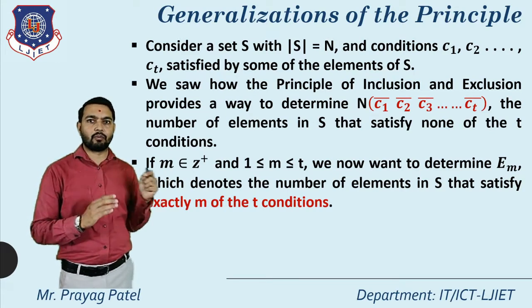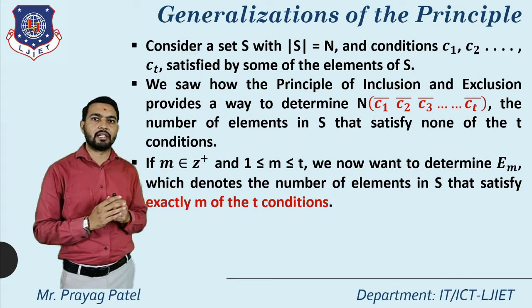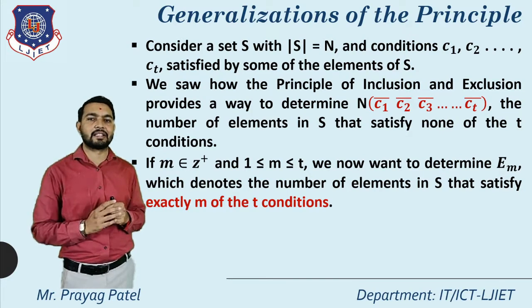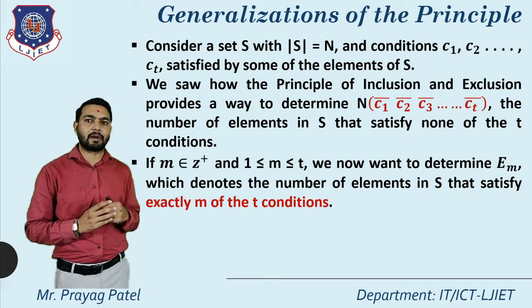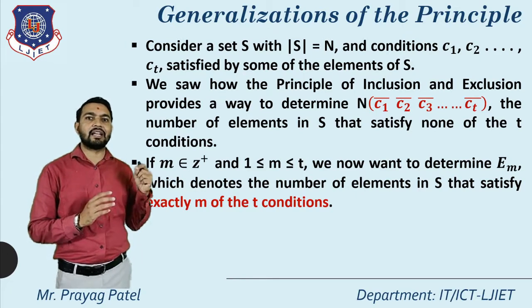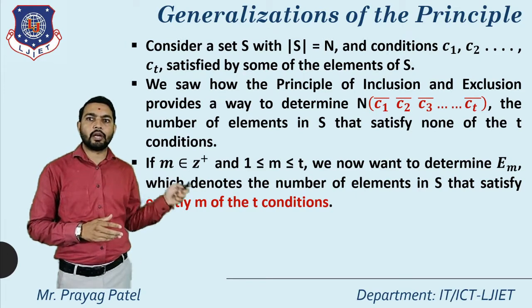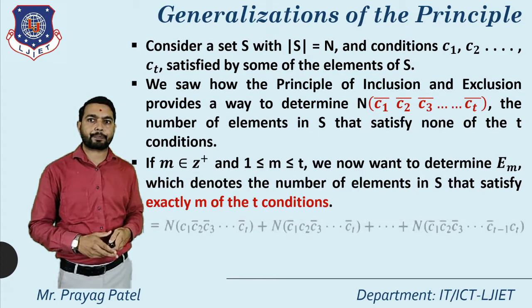So for example, if m equal to 1, then exactly one condition is satisfied. If m equal to 2, then exactly 2 conditions are satisfied. If m equal to 3, then exactly 3 conditions will be satisfied. So it is called E of m.